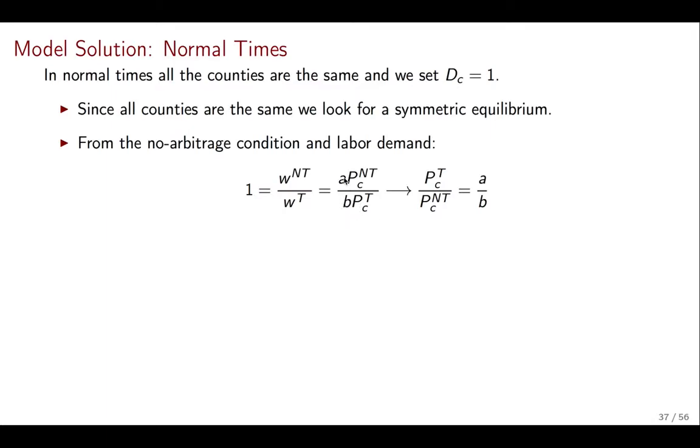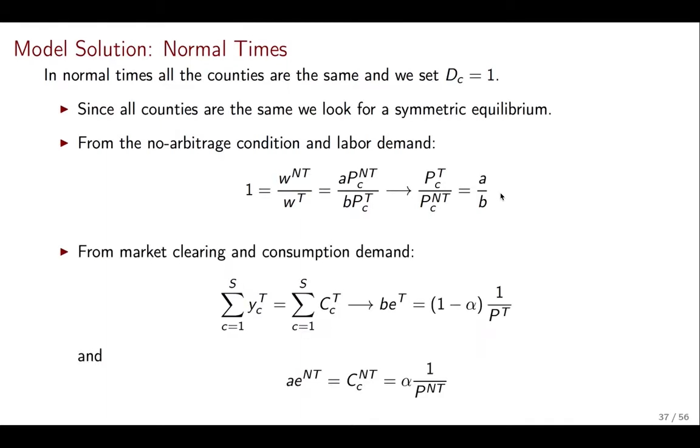So this means that this ratio of productivities and prices has to be equal to 1, from where we can also get the relative price of tradables to non-tradables pinned down in the model with the ratio of productivities A over B. This is going to be important later.